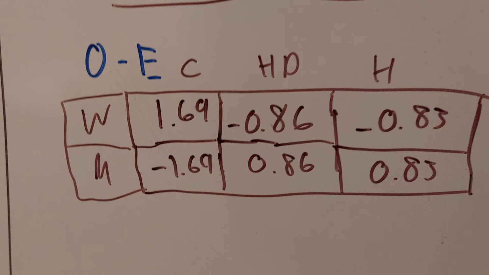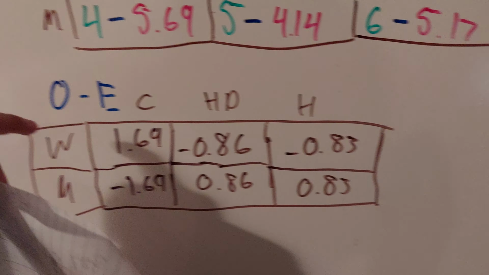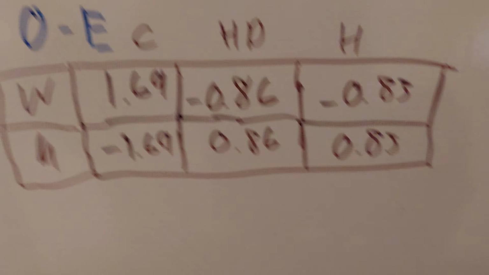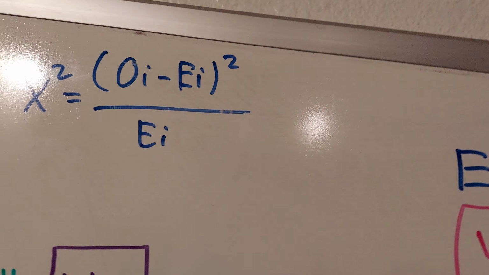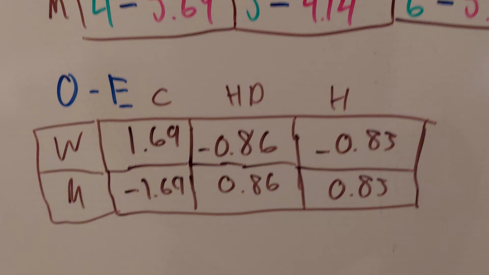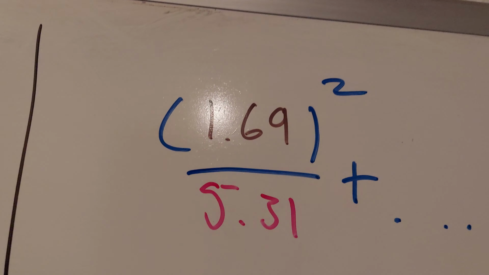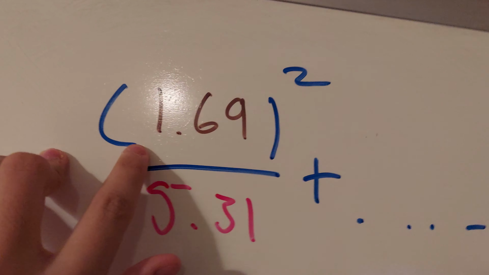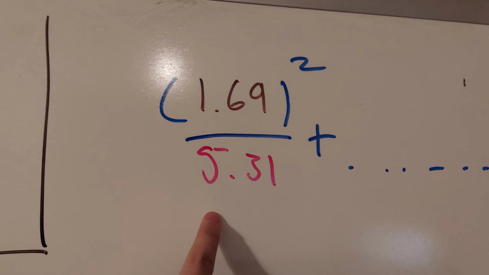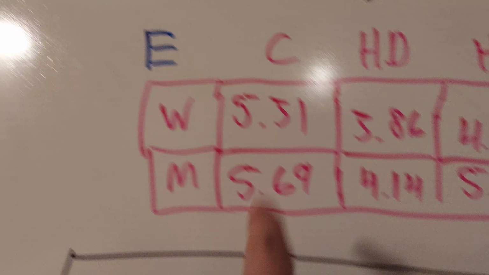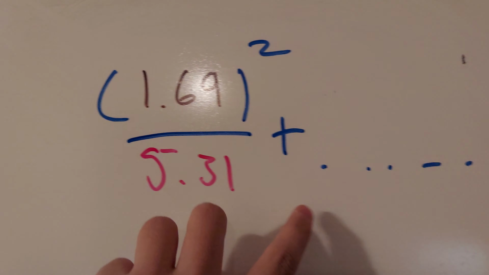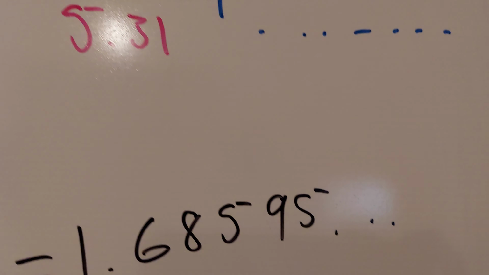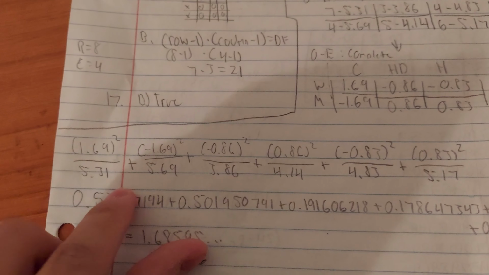Now, let's move on. What we did here was the observed minus the expected. Now we're going to do the second part, which is to square it and then divide it by the expected. Let me show you an example. We got our O minus E, the observed minus the expected value, which is 1.69 for the women chicken. We're going to square that and divide it by the expected, which is the same women chicken, 5.31. We do that for each and every one of the values. Here, I did it for each and every one.